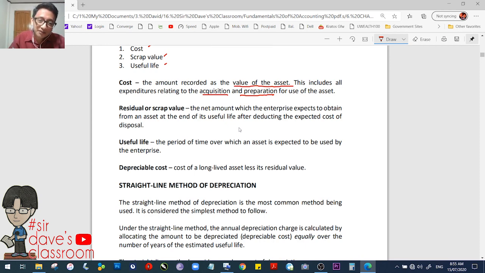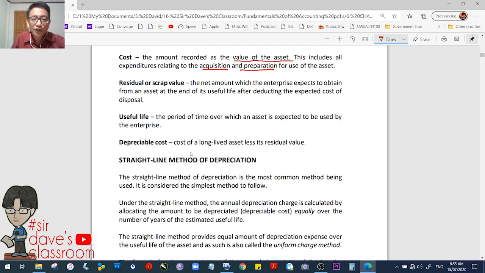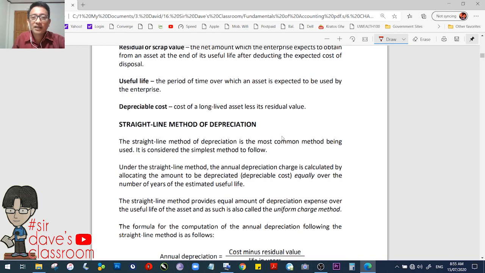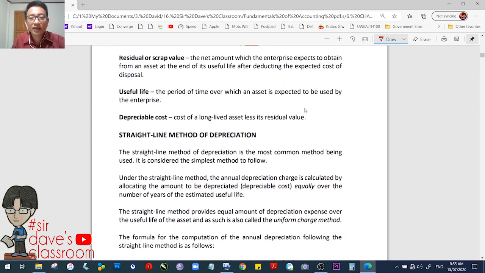The useful life, tulad ng sabi natin, is the period over which the asset is expected to be used. Dun sa kaso ng electric fan, 5 years. Tulad nung sa example natin. Depreciable cost of a long-lived asset less the residual value. Ito yung sabi natin kanina, cost minus the scrap or the residual value.